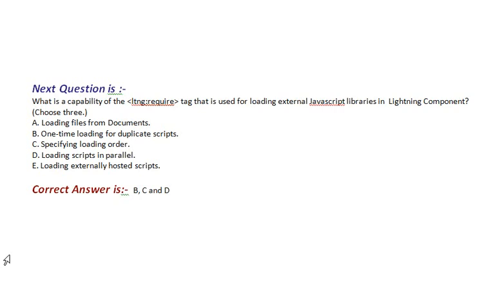Option A, loading files from documents. Option B, one-time loading for duplicate scripts. Option C, specifying loading order. Option D, loading scripts in parallel. Option E, loading externally hosted scripts. The correct answer is option B, C and D.